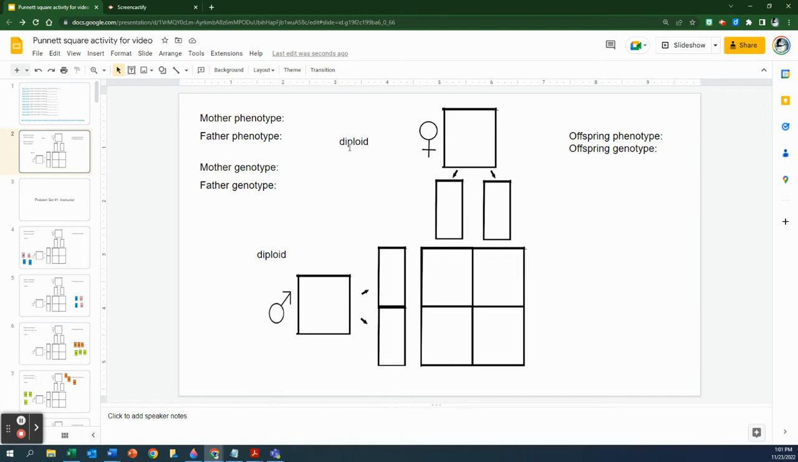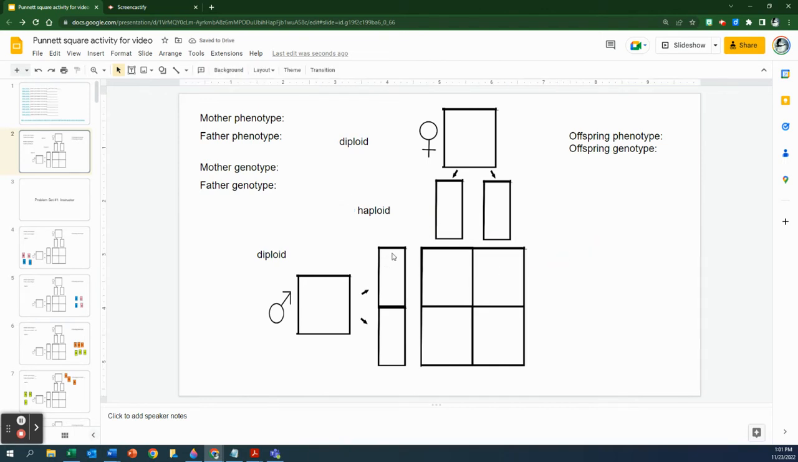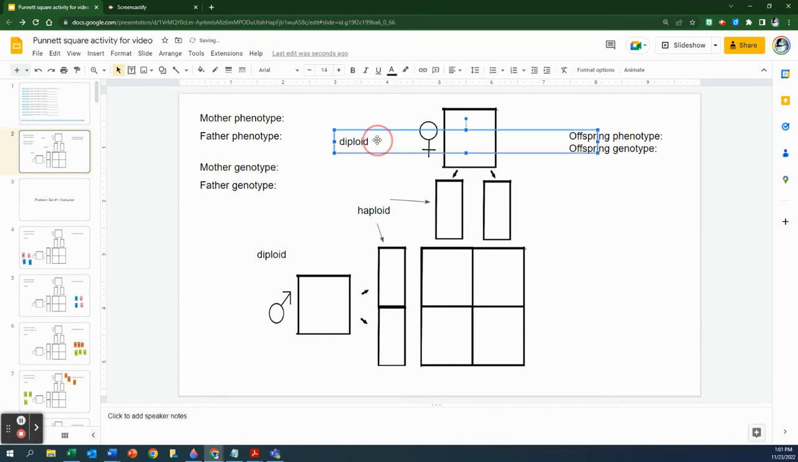Now, this diploid organism, in order to create babies, they have to make a haploid egg and a sperm cell. So this down here, that's the haploid part. Both of these are the haploid parts. So this one here is haploid, and this one here, they're both haploid. And mama and daddy are both diploid.